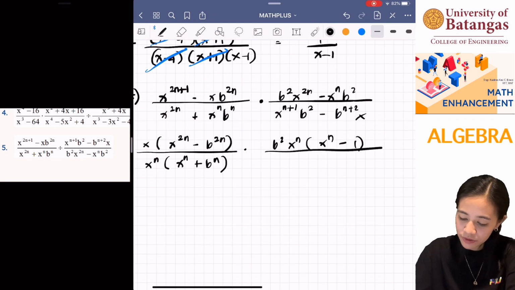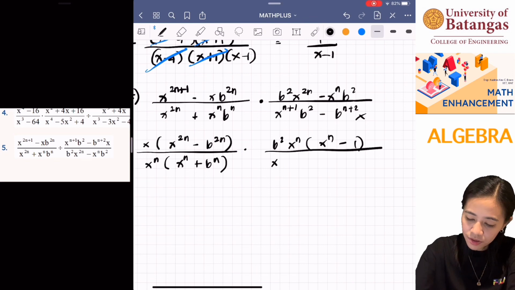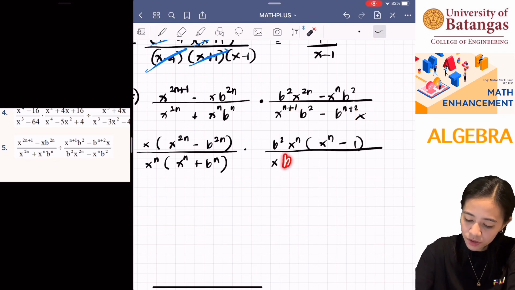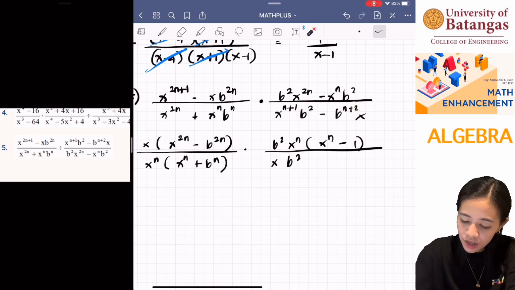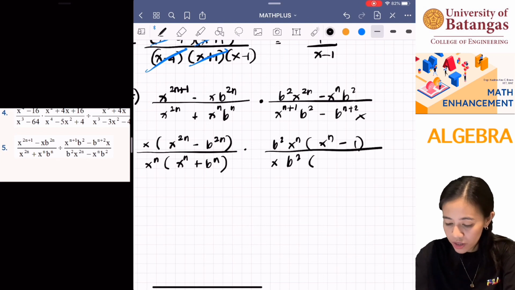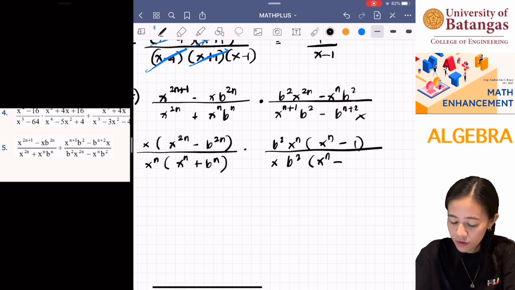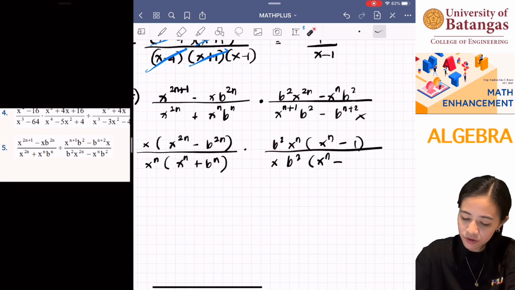Right? All over. Okay, what else is common? We have x is common because of this. And then we have b squared common. B squared is common because of this. Right? So, factoring that out, that will produce what? X raised to n minus, cancel na si x. Right? Cancel na si x. And then I'll have b raised to n.